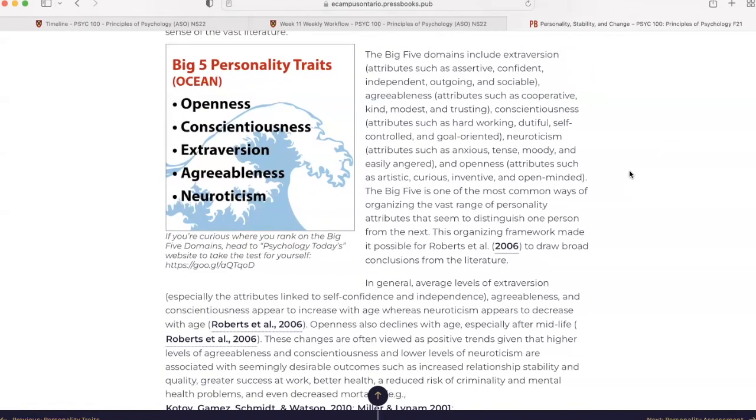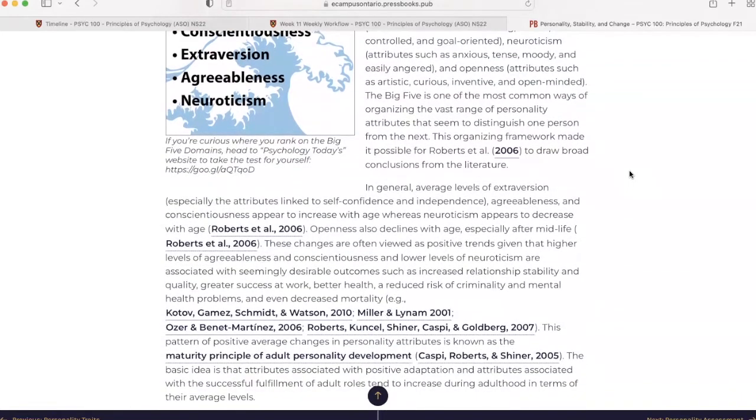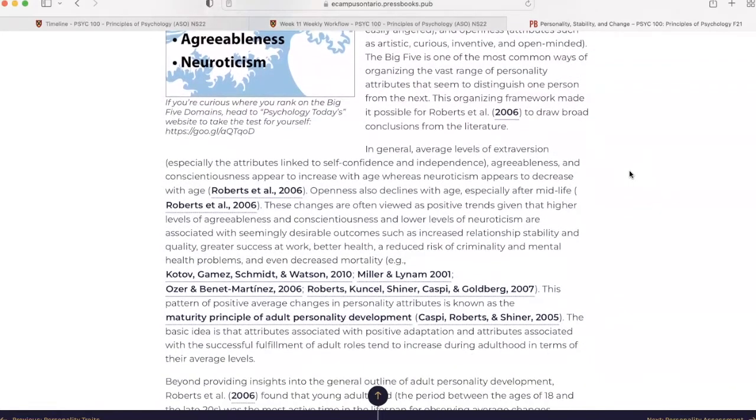The Big Five domains include extroversion, agreeableness, conscientiousness, neuroticism, and openness. The Big Five is one of the most common ways of organizing the vast range of personality attributes that seem to distinguish one person from the next.